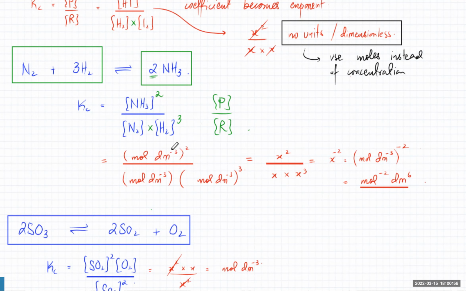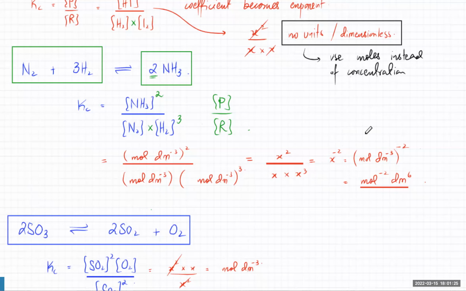कि mole per dm cube जो है ना वो x है. So it's x squared divided by x into x cubed. उसको simplify करो, x to the power -2 आ जाता है, and put mole per dm cube. Now replace it with mole per dm cube. So x जो था वो mole per dm cube था, ठीक है? So instead of solving it using mole per dm cube, just use x. And it comes out to be x to the power -2, mole per dm cube -2, and that gives you mole -2 dm6.